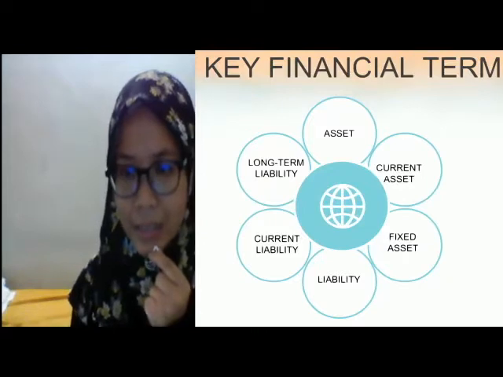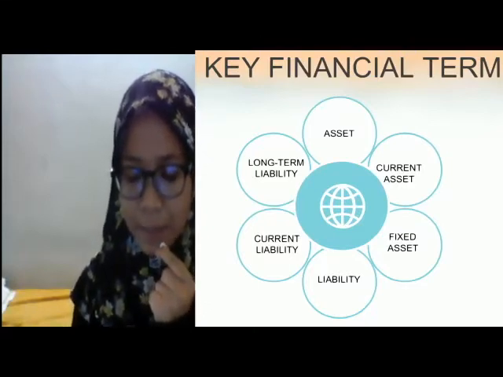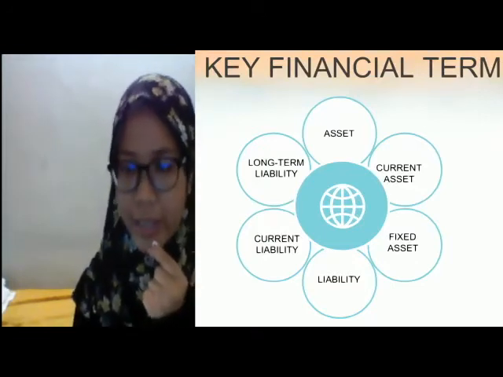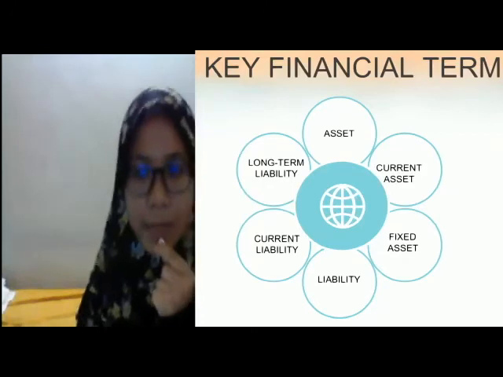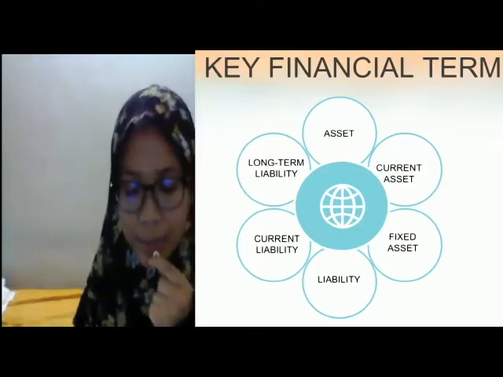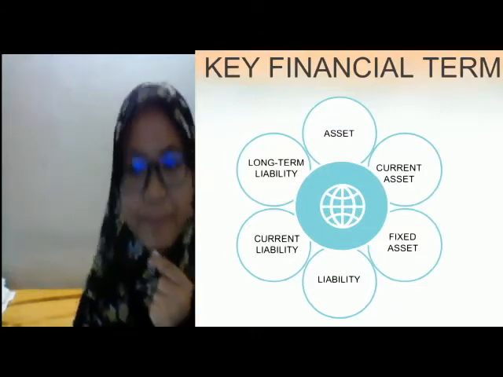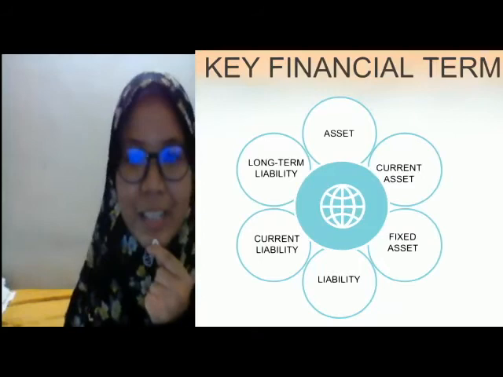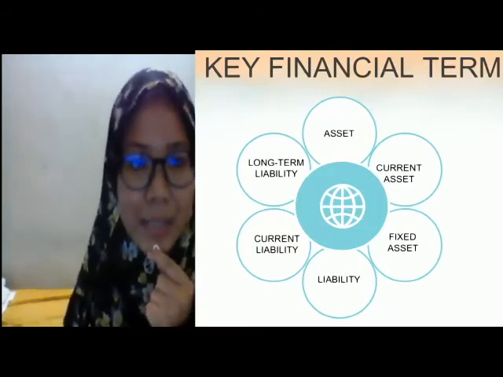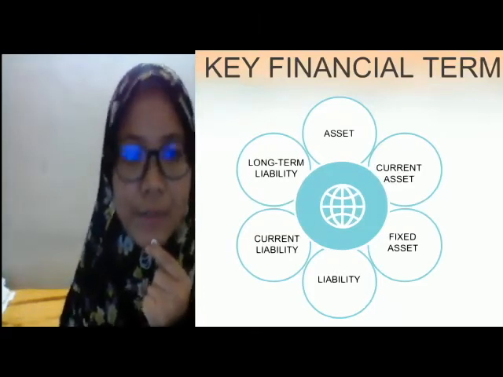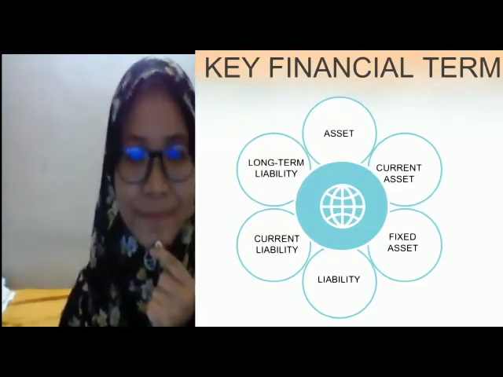Okay, and then the fifth one is current liability. It refers to a debt that is meant to be paid in the future. Okay, and then the last one is long-term liability. What is meant by long-term liability? It is a debt that is payable over a long time period. Okay, that's all. My presentation, my discussion about the topic mechanism for financial control. Okay, thank you.